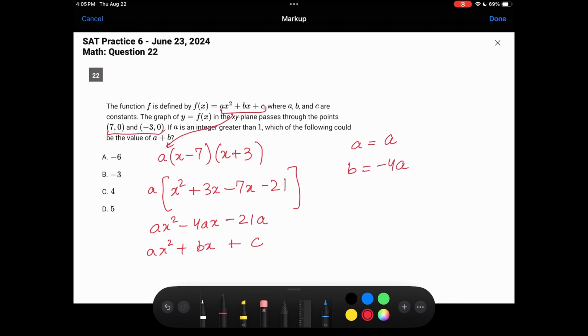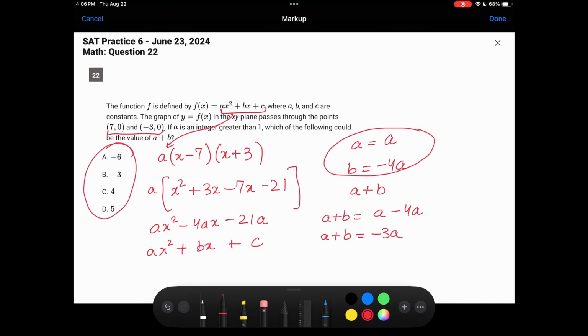The question asks the value of a plus b. Can we find that out? If we substitute our values from here, we get that a plus b is equal to a minus 4a. So it turns out that a plus b equals -3a. Now how do we choose the values from these particular options?